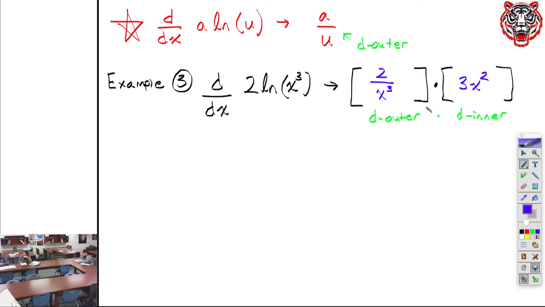And then you would want to simplify this, of course. I just want to do this one out because maybe it is a little bit confusing. This is 3x squared over 1, right? Which means 3x squared times 2 is 6x squared over x to the cube. And that simplifies to what? Anyone? 6 over x. That's the answer that you'll be giving in my class.